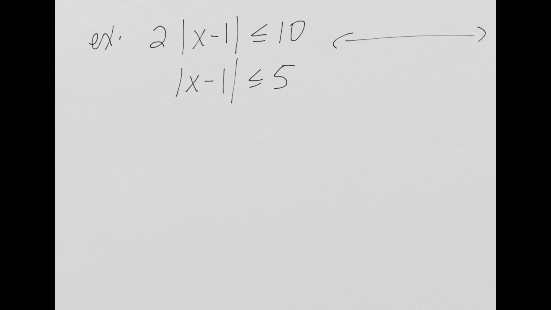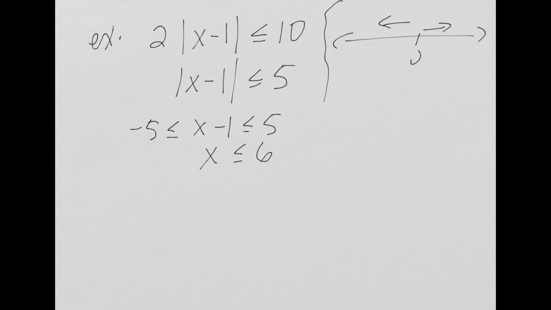So kind of the picture here. Here's my origin. I'm going to go 5 units that way and 5 units that way. So I'll bound it. I either want to be greater than or equal to negative 5 and less than or equal to 5. And then lastly, you want to solve for x. So I'll add 1 to everything. And I get negative 4 is less than or equal to x, which is less than or equal to 6. So what's our solution? Negative 4 to 6, including my endpoints.